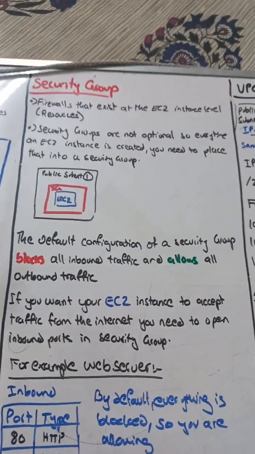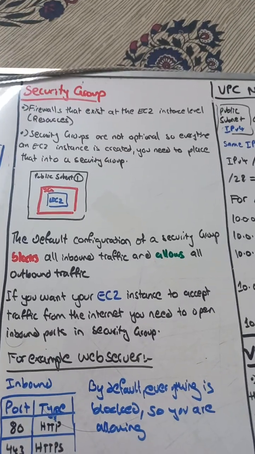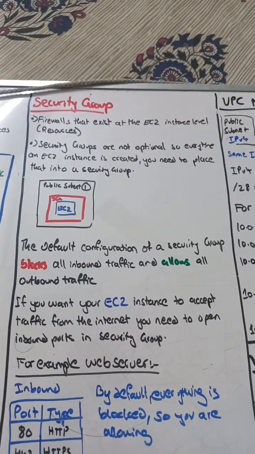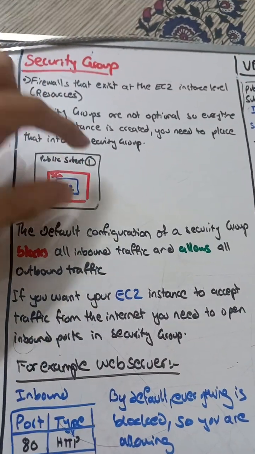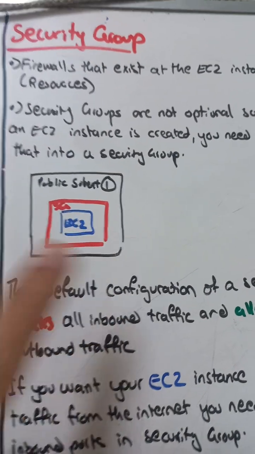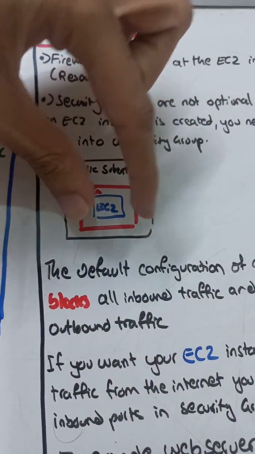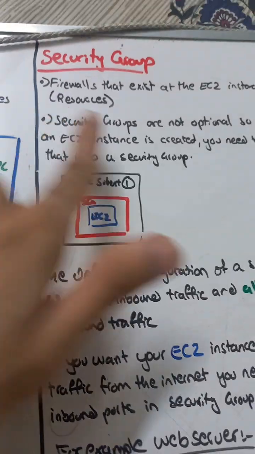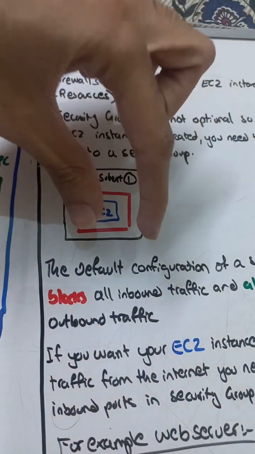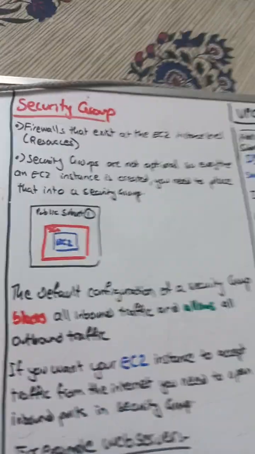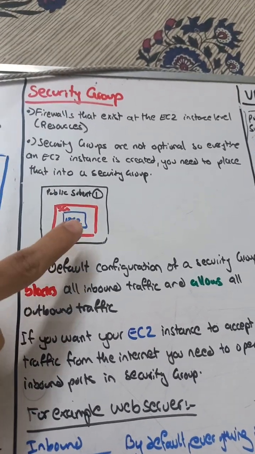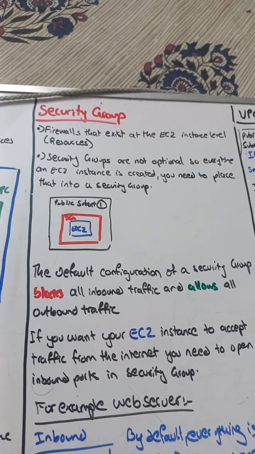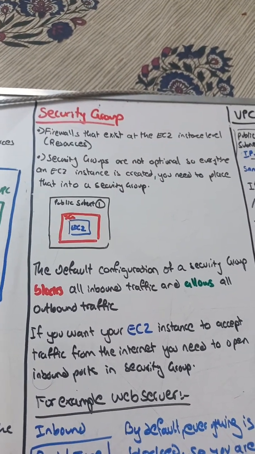So next, let's talk about security groups. So you can now imagine that security groups are the firewalls that exist at the EC2 instance level, which means the resources. So inside your subnet, whichever service that you're using, for example, if you're using EC2, then the firewall exists at this level. The network ACL was outside the public subnet, but the security group is at the instance level. So security groups are not optional. Every time you're creating an EC2 instance, you need to configure and place it into a security group.